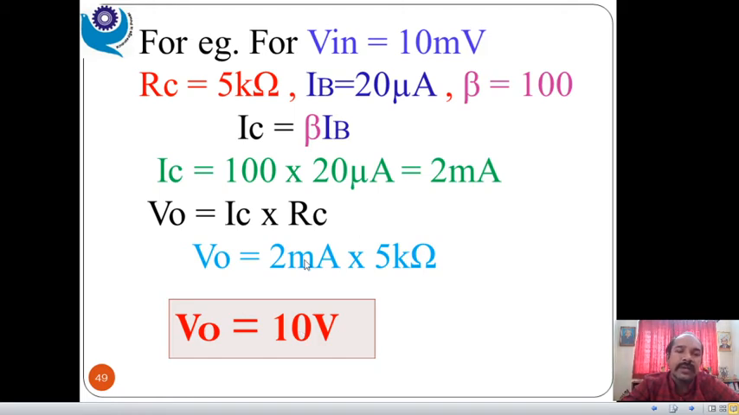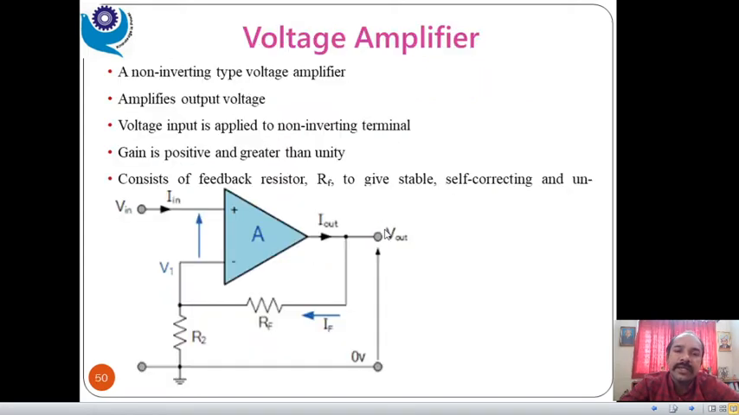A number of parameters are there while designing. We can select a gain, we can select the input voltage, we can also decide the output voltage, and so on. In this way the amplifier works. So this is related to your voltage amplifier in discrete format. We will move to the next one, that is the voltage amplifier using IC op-amp.